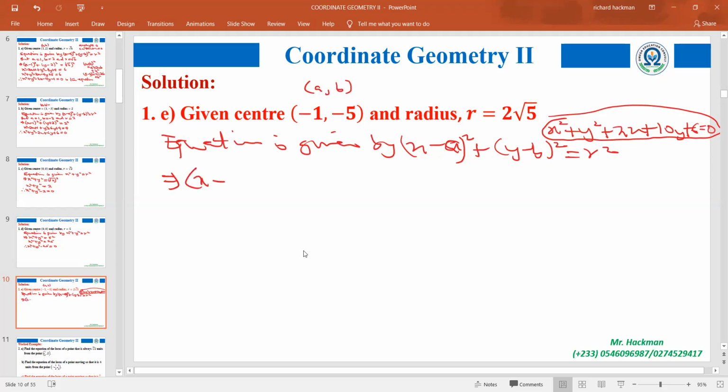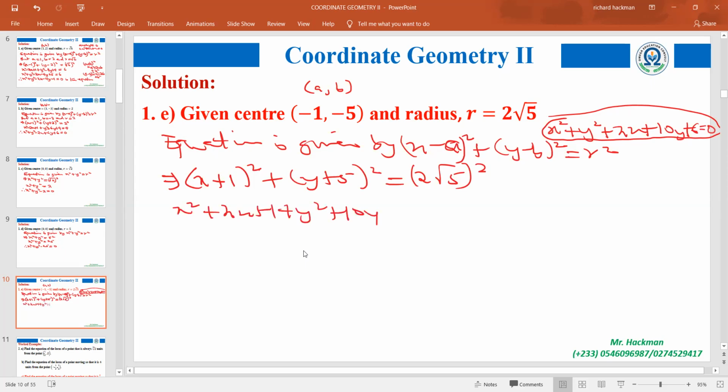So x minus A, and it will be minus minus, so it will be plus 1 squared, plus y minus B, minus minus, so plus 5, squared, is equal to 2 root 5 squared. So here I'm going to expand: x squared plus 2x plus 1, plus y squared plus 10y plus 25 is equal to, this will give me 2 squared, which is 4, into root 5 squared, which is 5.